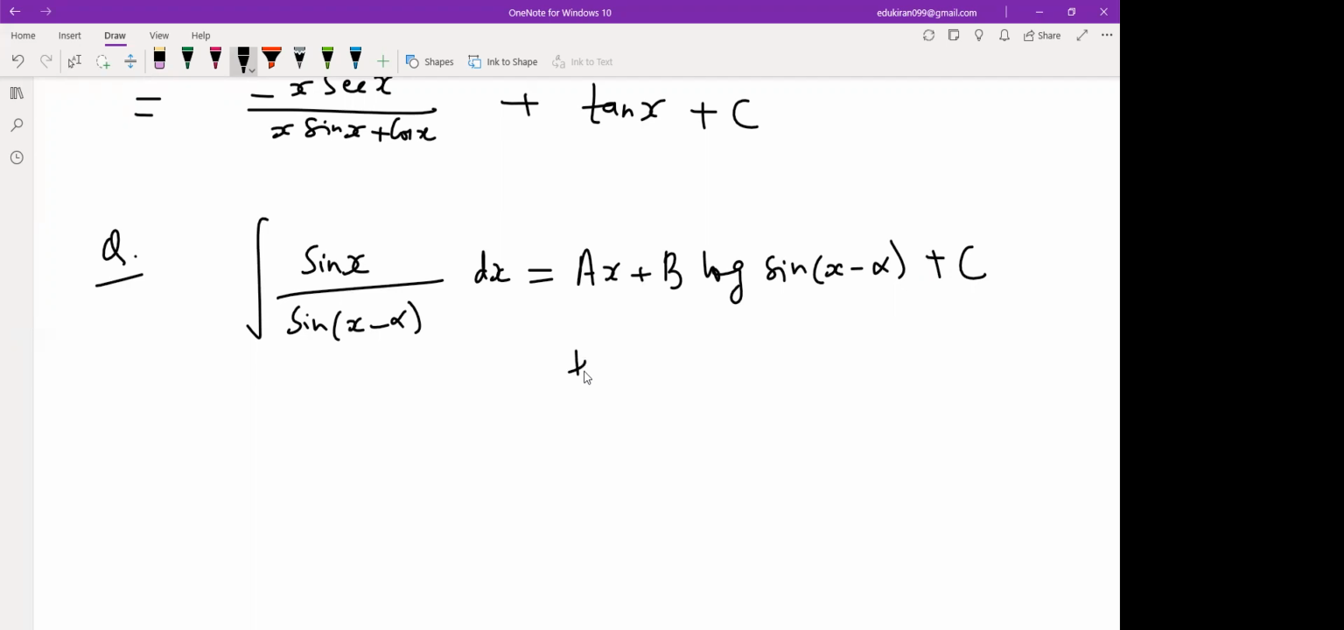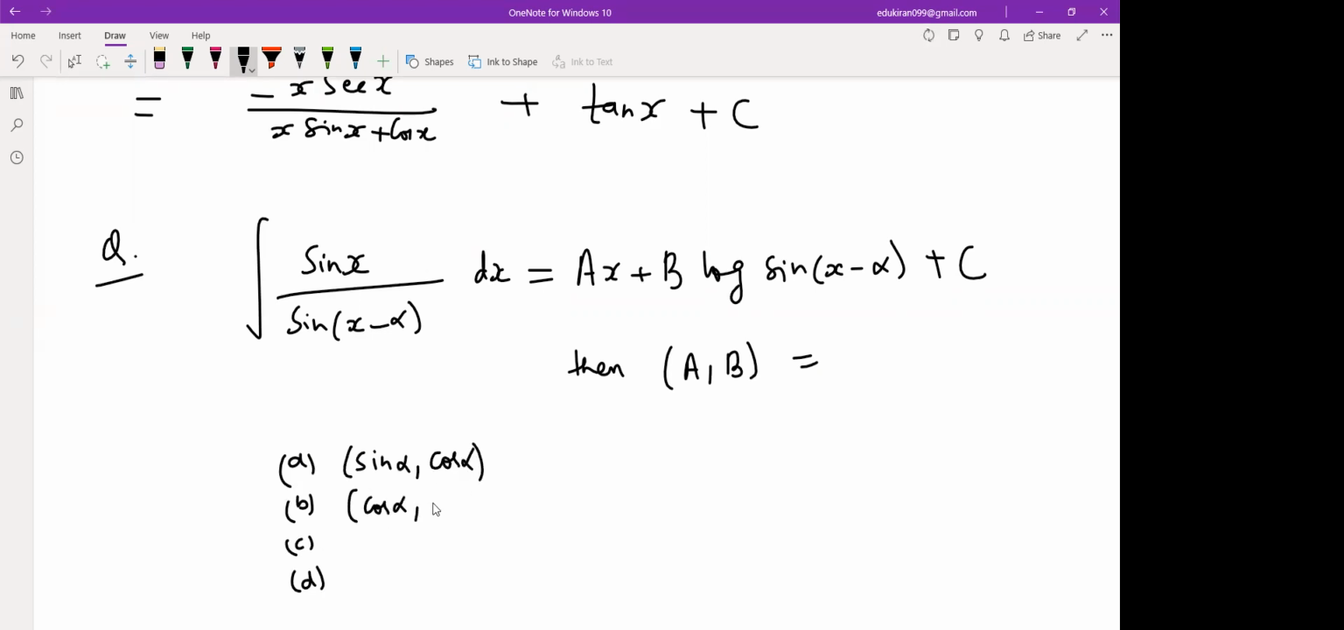And then it is asked, a comma b is equal to, and options are also given to you: sin alpha, cos alpha, that is a is sin alpha, b is cos alpha, or cos alpha, sin alpha, or minus sin alpha, cos alpha, or minus cos alpha, sin alpha.